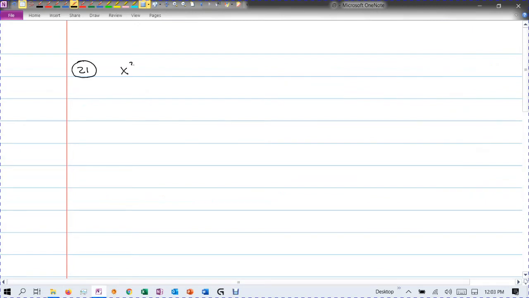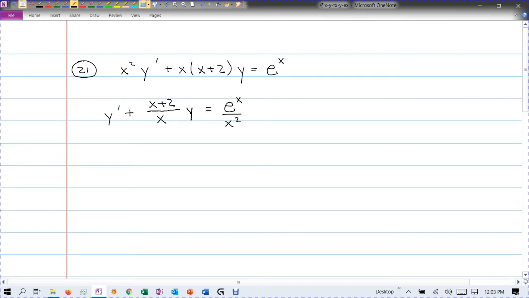Okay. x squared y prime plus x times x plus 2 y equals e to the x. So I'll have to divide everything by x squared first to get the y prime by itself. Oh, I've done that several times. So when I divide this x times x plus 2 divided by x squared, I just get one more x in the denominator. And then on the right side, divide by x squared. All right, there we go.